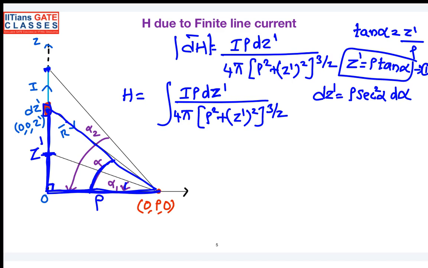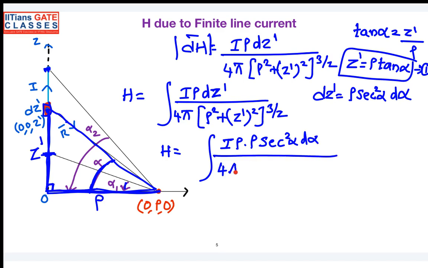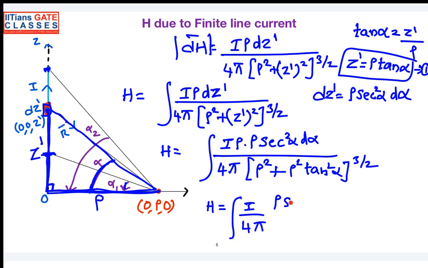Now you can substitute the same thing. H is equal to I rho, and dz prime will be rho secant square alpha d alpha, divided by 4 pi, rho square plus z prime whole square, which is nothing but rho square tan square alpha, whole power 3 by 2. So what are you going to get right now? I divided by 4 pi, rho secant square alpha d alpha divided by, taking rho square common, it will finally become rho cube, and 1 plus tan square alpha is secant square alpha, power 3 by 2. You are going to get secant cube alpha.